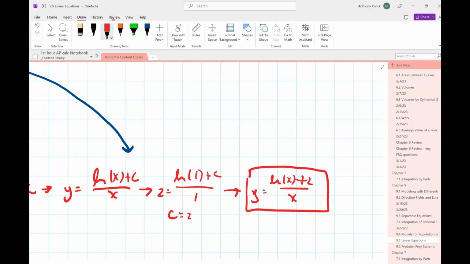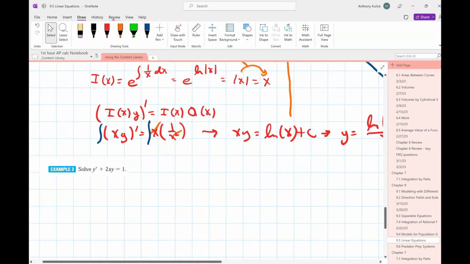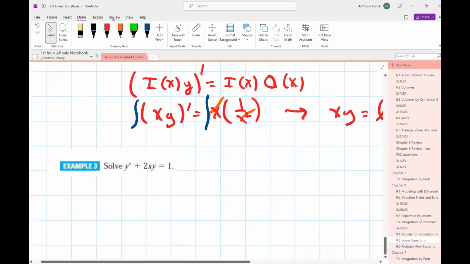You guys want to try the next one? I'll do the same thing and just kind of periodically put some work in. So as you're doing things, you can refer back and check.